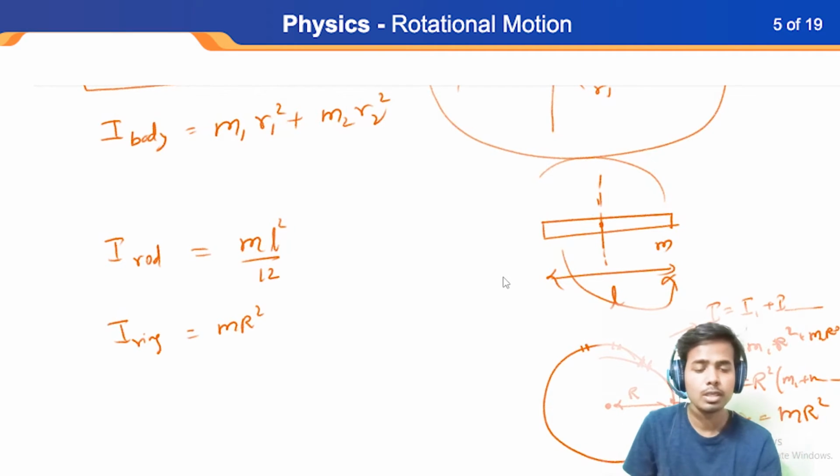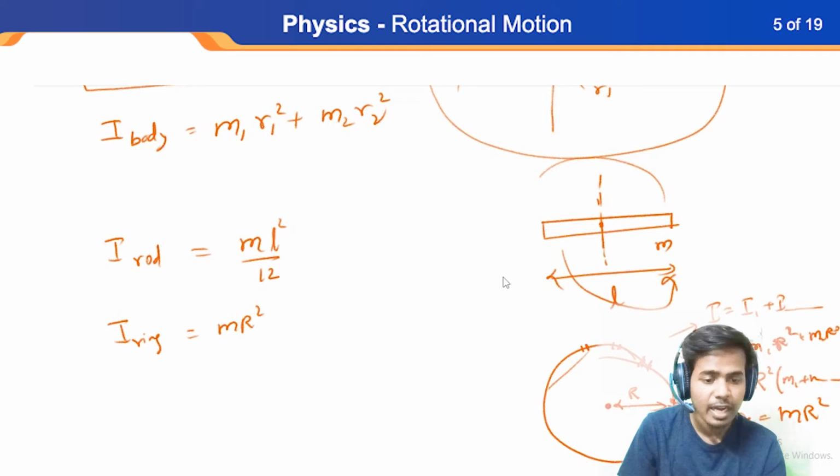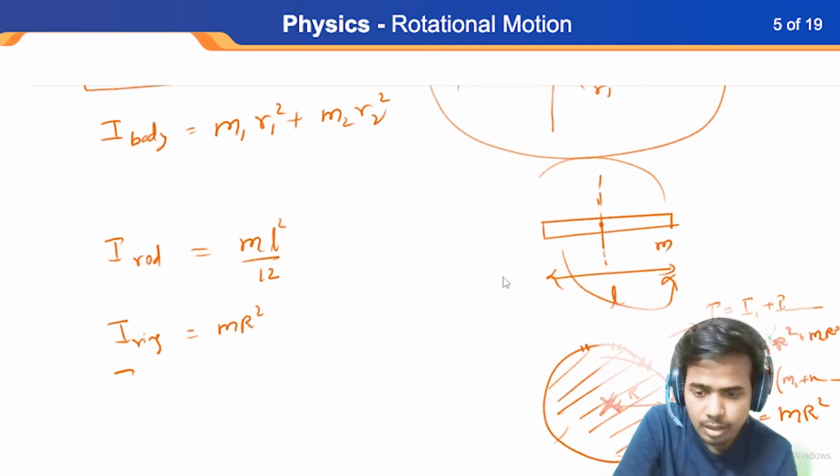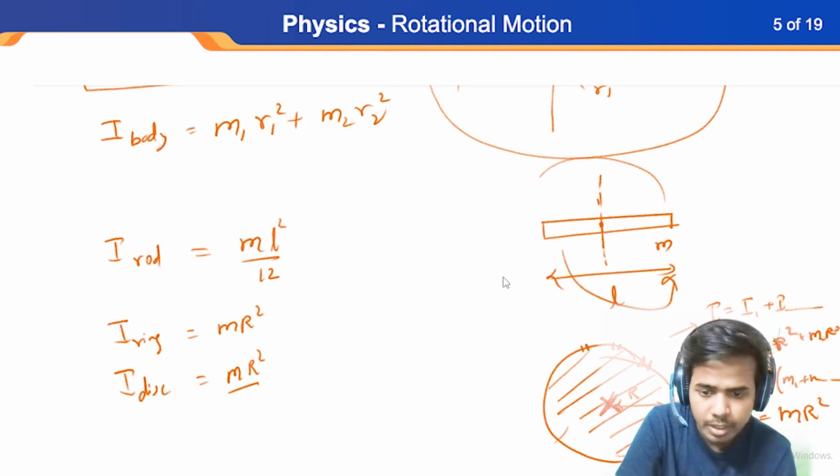And actually you will derive it later. If you have a disk and you want to rotate it on the axis of rotation which is pointing into the board, in that case the moment of inertia of the disk is equal to m r square by 2.